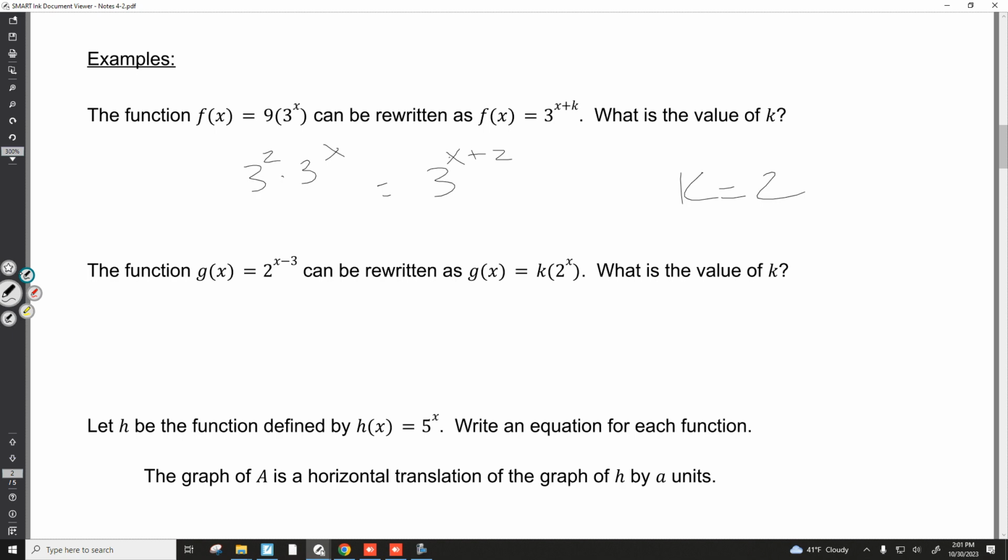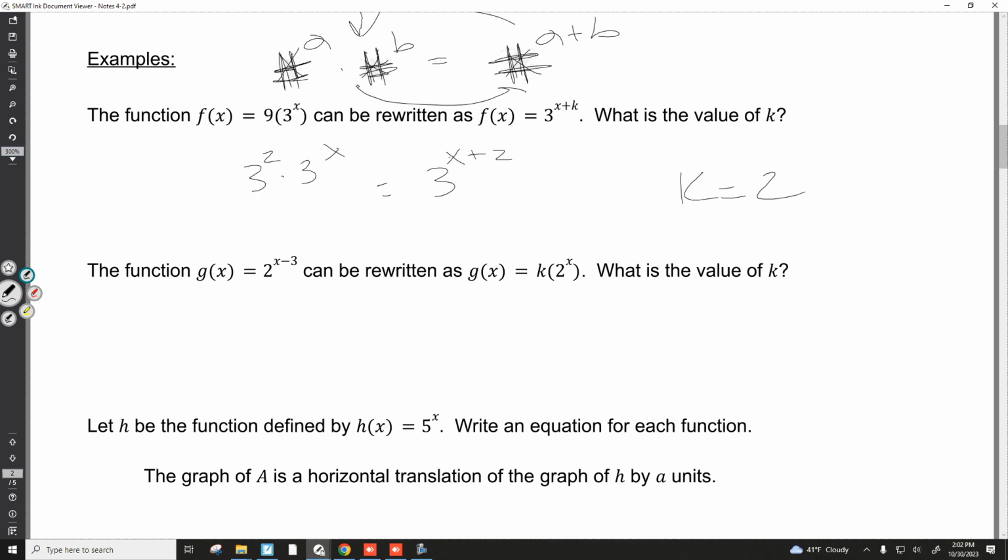Here's the key. X to the a times x to the b is x to the a plus b. I don't like using x though. We'll say a number to the a times a number to the b is a number to the a plus b. This rule goes in both directions. If we have a sum, we can split it into a product. If it's a product, we can split it into a sum of the exponents.